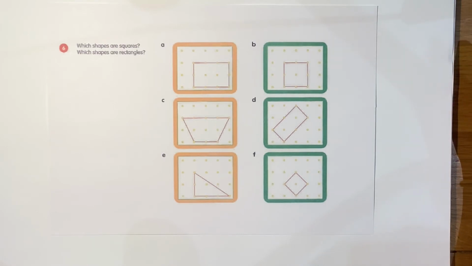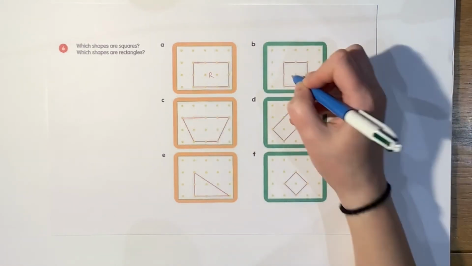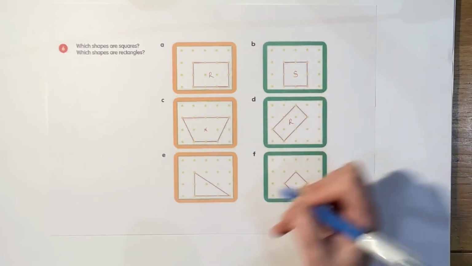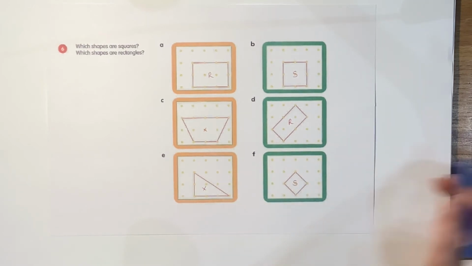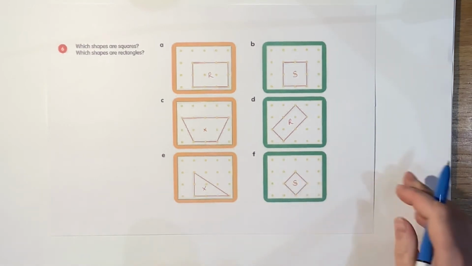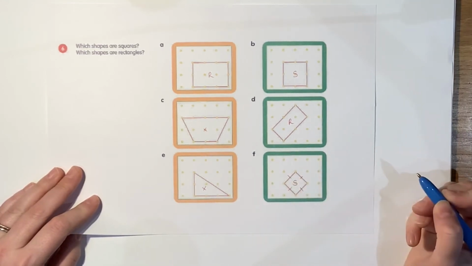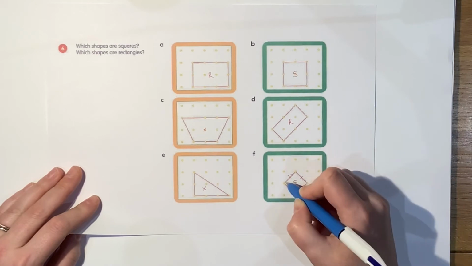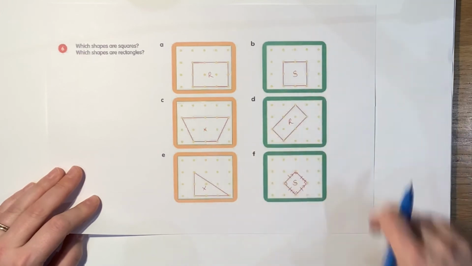Okay, this is a rectangle, this is a square, this is neither, it's a trapezium, this is a rectangle, this is neither, it's of course a triangle, and this is a square. Just because it looks like that doesn't mean it's not a square. It's got opposite sides are equal and they are all equal. It's got two pairs of parallel sides and four right angles. Therefore, it must be a square, even though it is sitting on its side traditionally.